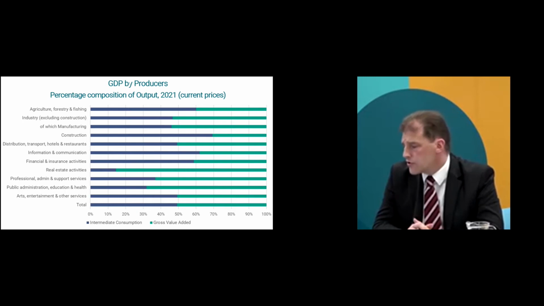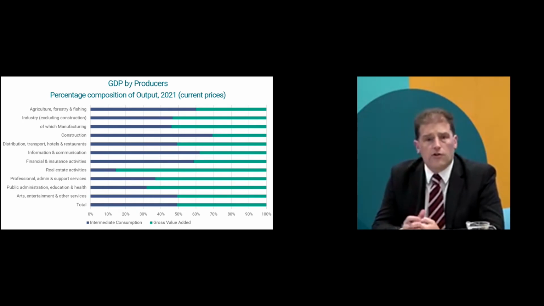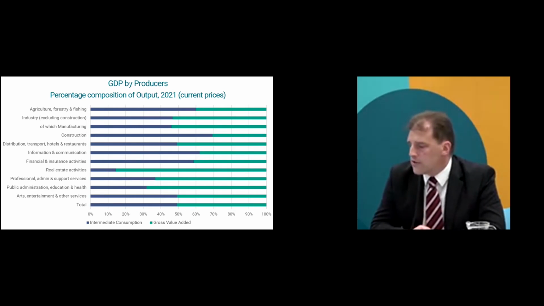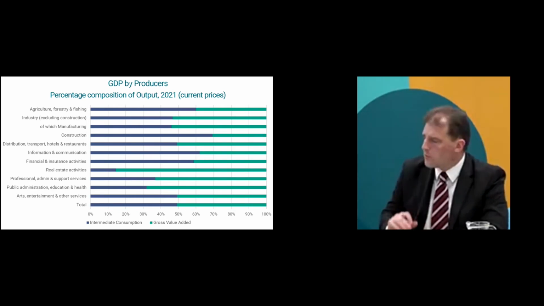So for example, in construction, you can see that intermediate consumption or costs make up a large part of turnover, leaving you a lower share, which is value added. So there's lots more data in the publication on that.